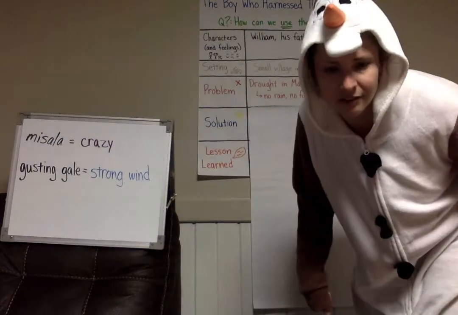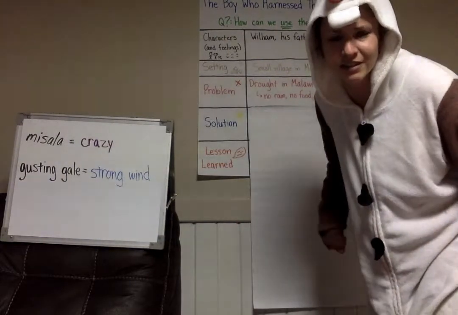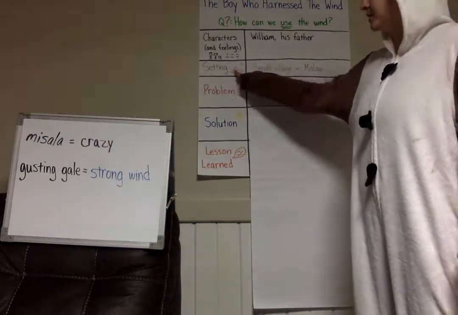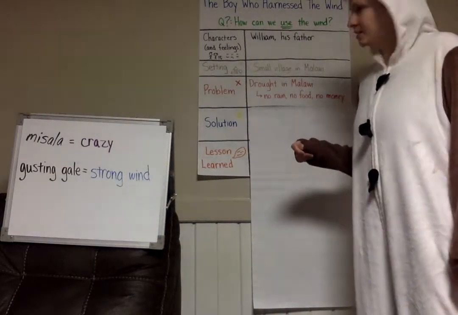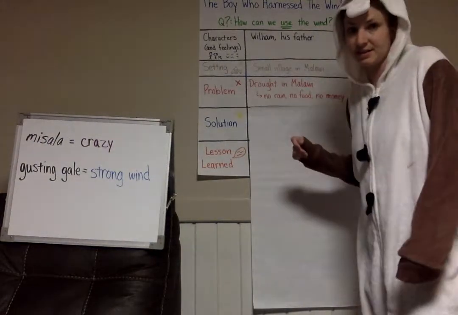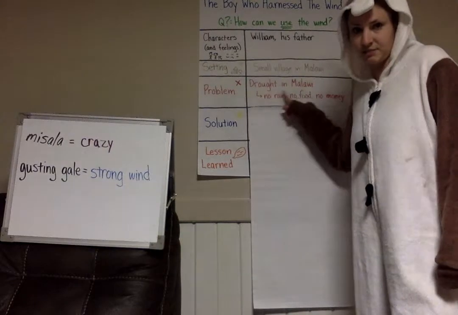See, silly Olaf. You guys need to remind Olaf or Miss Miller we need to write those feelings. Make sure we do that. We're going to get back to that. Then we have the setting of our story, which was a small village in Malawi. Yeah, that place in Africa. We figured out the problem in the story, which is here.